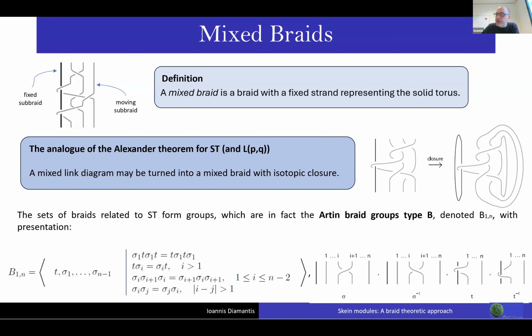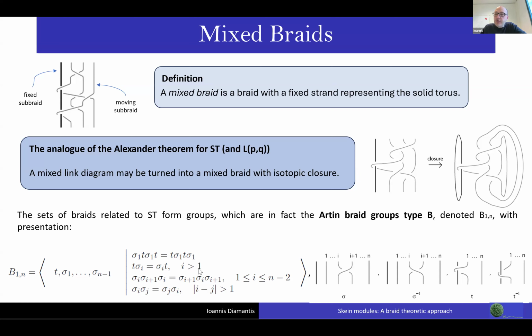actually are related to the solid torus, they form groups. And these are the Artin braid groups of type B that we will denote from now on as B_{1,N}, one to denote the one fixed strand, which is the first strand, and N moving strands that follow after that. And we also have a presentation of that Artin braid group of type B. And here are the generators, right? So we have the sigmas, the classical generators from the classical braid group, and we also have an extra generator, t, the loop generator, as you can see here. And this is going to be extremely important. So we denote it by t.